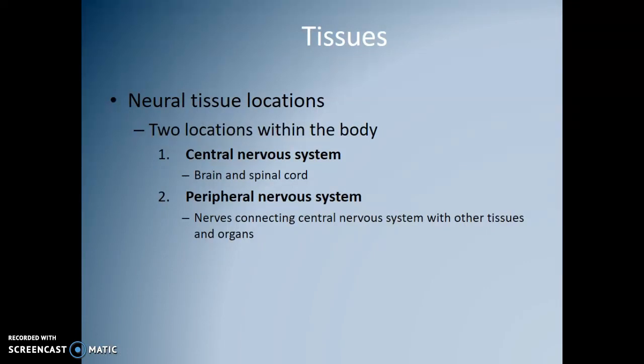Neural tissue is located in 2 different nervous systems. The CNS, or central nervous system, consists of the brain and spinal cord, and the PNS consists of everything outside the brain and spinal cord. For example, we have 31 pairs of spinal nerves.